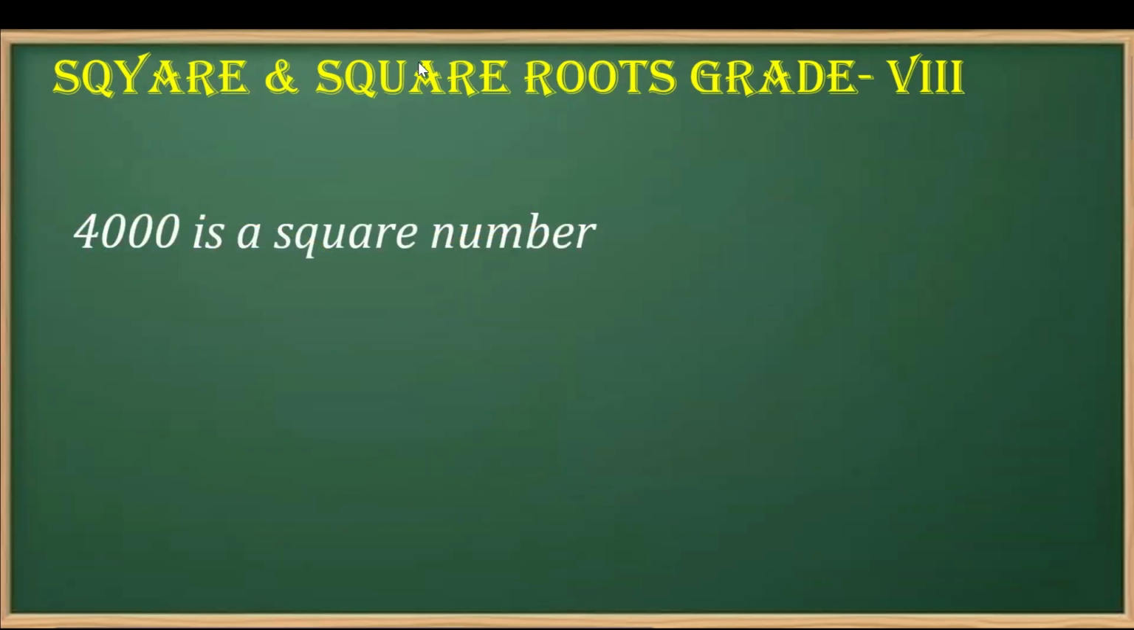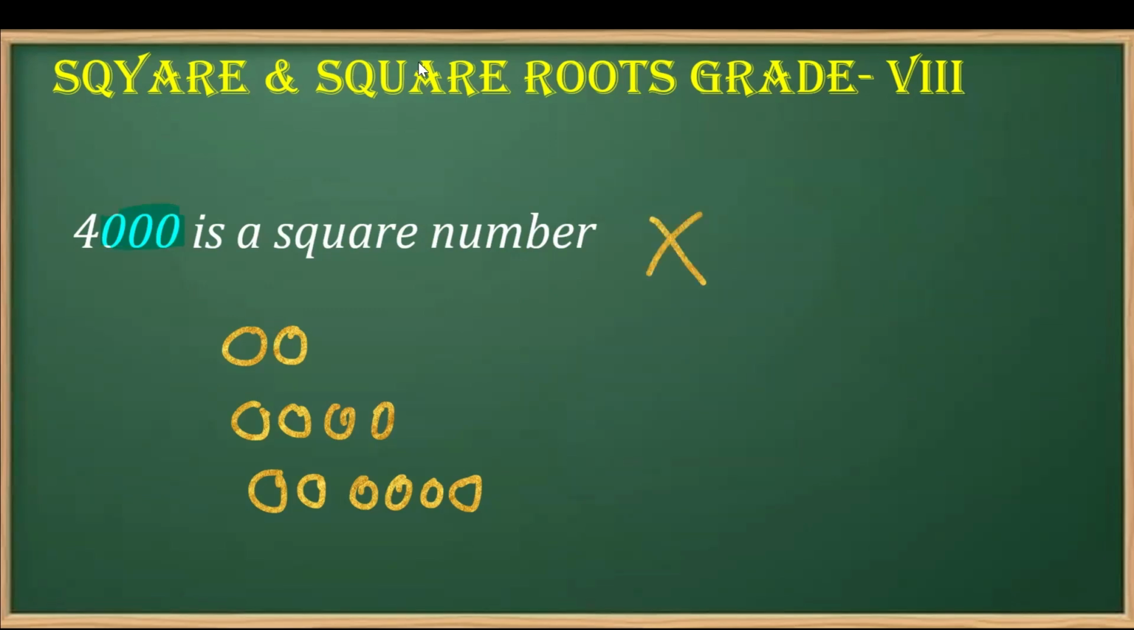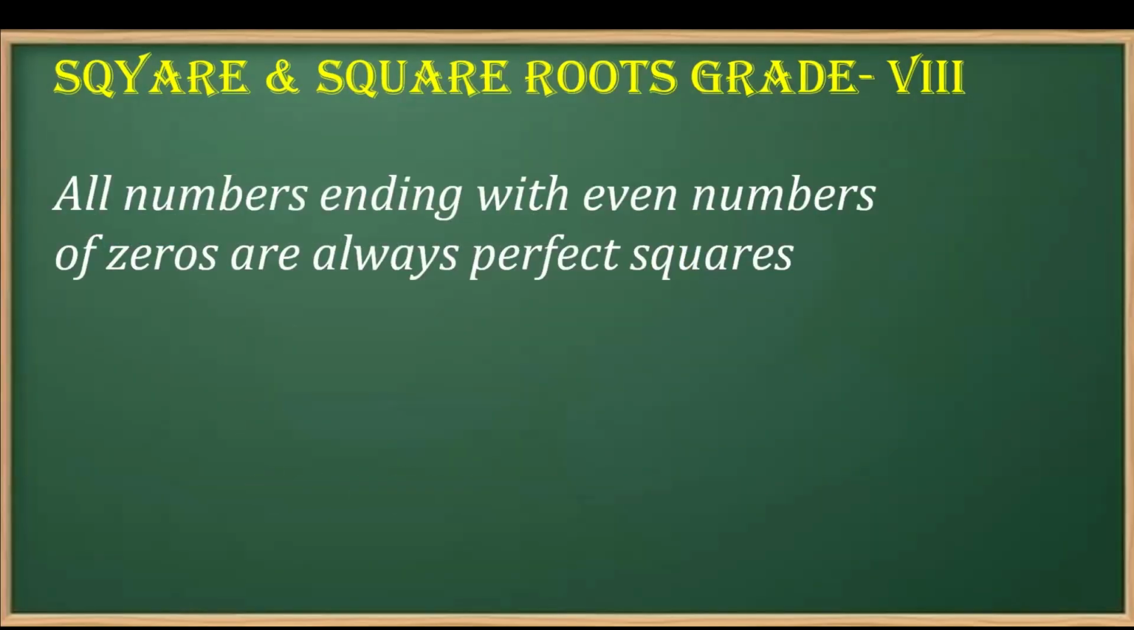Now in this question, it says 4,000 is a square number. What we know is that any square number will end with an even number of zeros. It can end with 2 zeros, 4 zeros, 6 zeros, and so on. It never ends with an odd number of zeros, like 3 zeros or 5 zeros. As you can see over here, it is ending with 3 zeros, so it cannot be a square number. So this is a false statement.